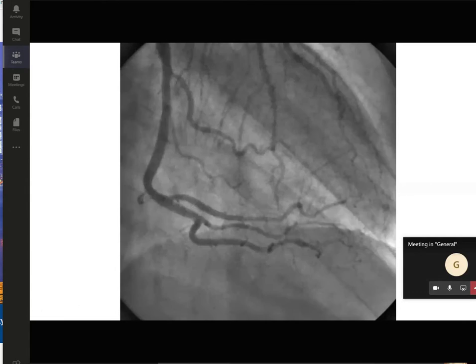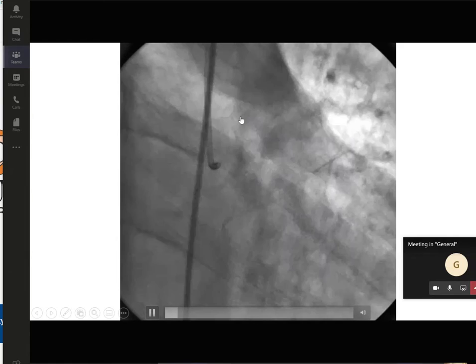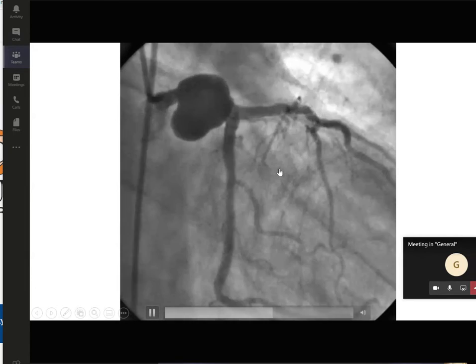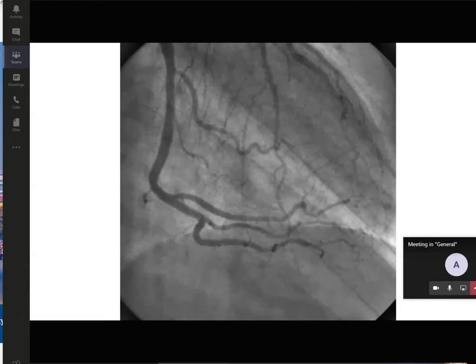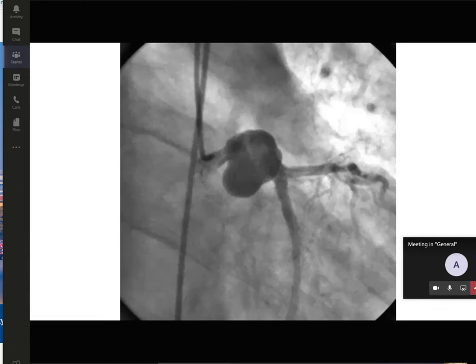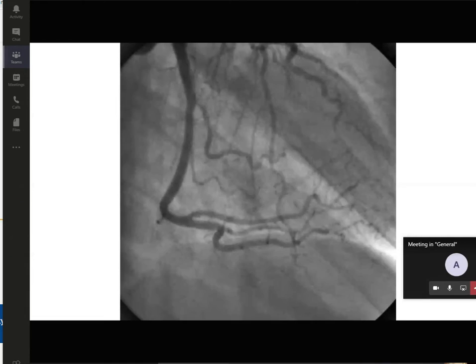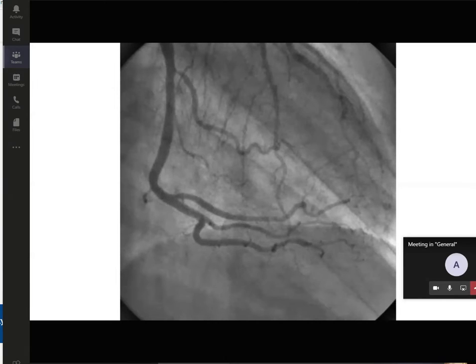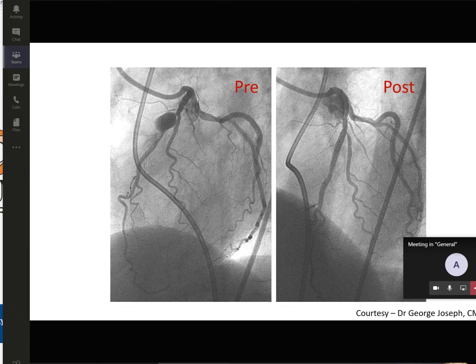What is this? LMCA aneurysm. So what is an aneurysm? What is ectasia? Sir, more than 3 millimeter dilatation is aneurysm. Less than 3 is ectasia. Not like that. Greater than 1.5 times the vessel diameter. If there is a dilatation of more than 1.5 times the diameter of the vessel, then it is an ectasia. A localized ectasia is called an aneurysm.